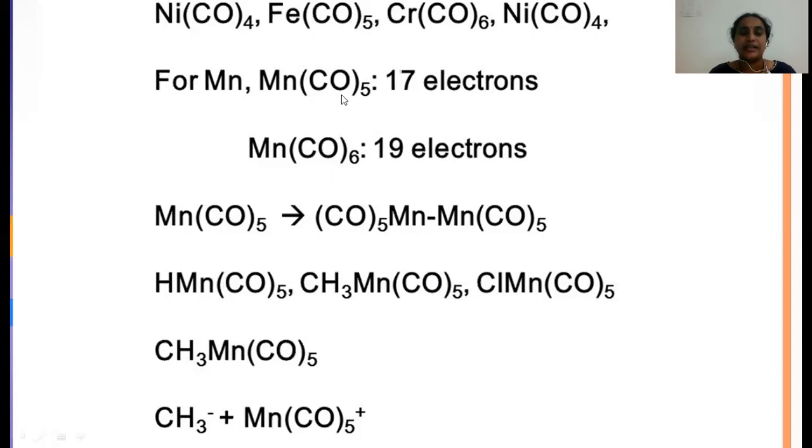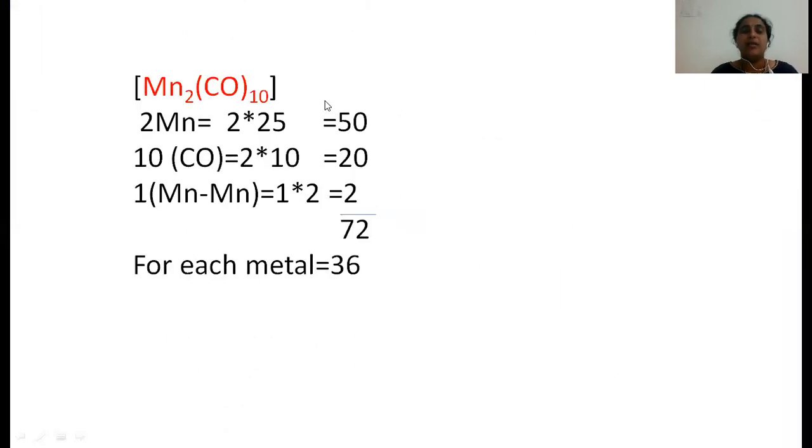Whereas if you see this example, the complex manganese pentacarbonyl, here the manganese atomic number is 25, whereas 5 carbonyls are present. So 5 into 2 is 10, and 25 plus 10 is 35. So this is unstable. 35 is not equal to the atomic number of an inert gas, hence it is unstable. So it tries to get stability by forming a binuclear complex. It is called a binuclear complex because 2 metals are present. Such types of complexes are called binuclear complexes.